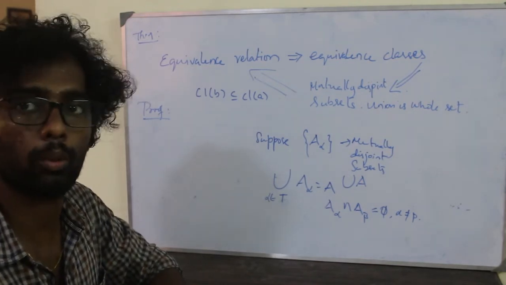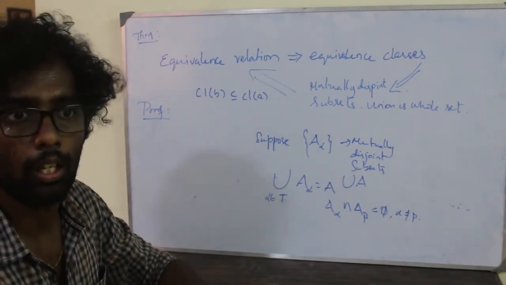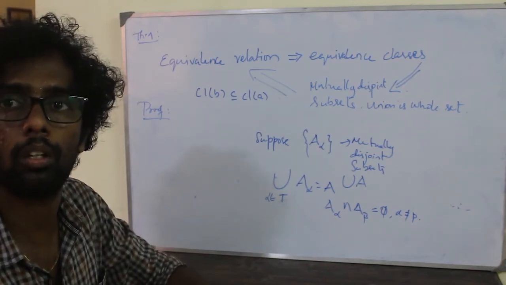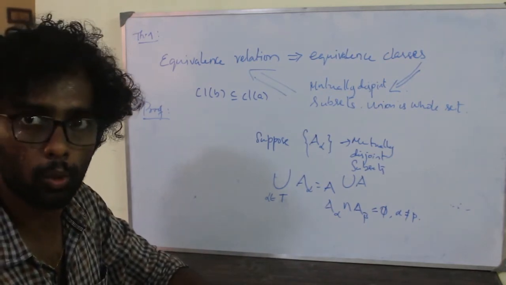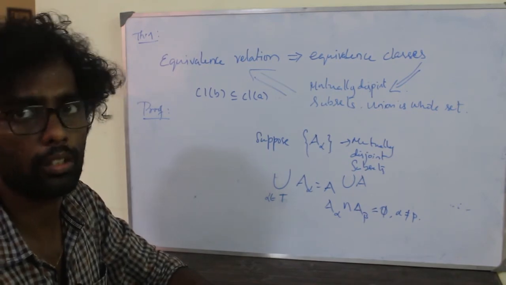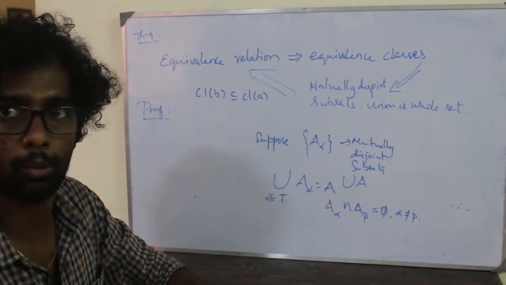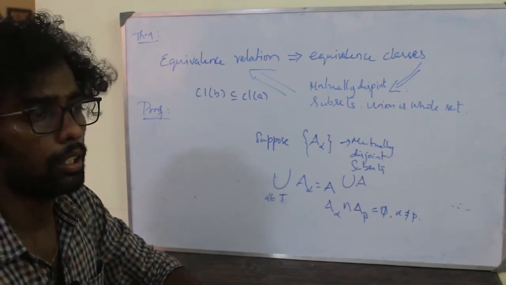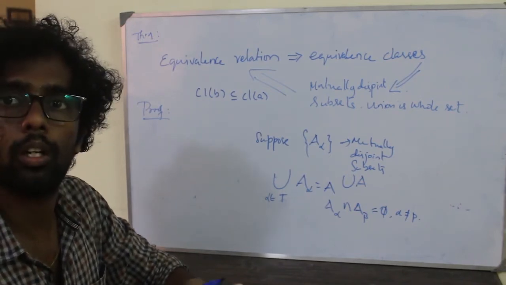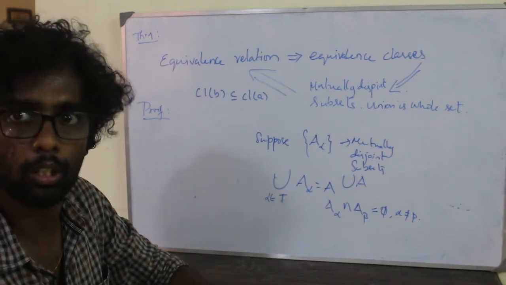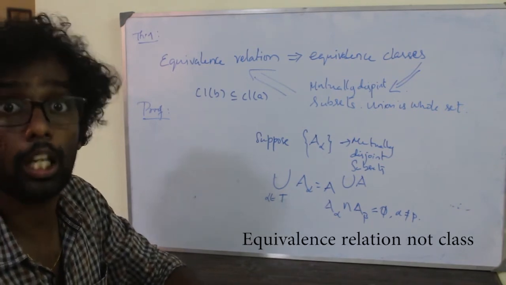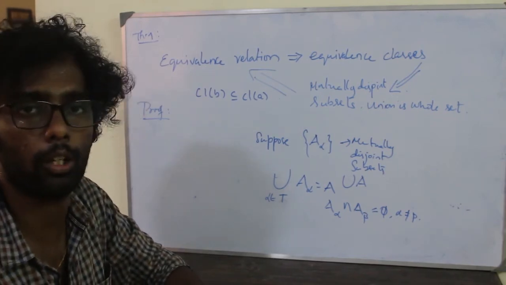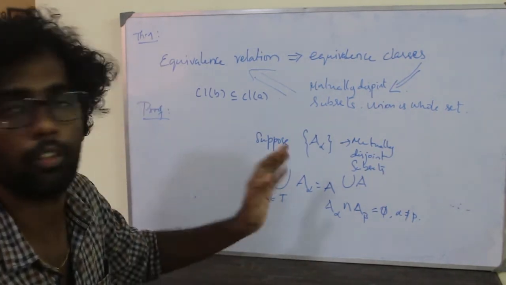So first we saw that if there is an equivalence relation, it induces equivalence classes, and those equivalence classes are mutually disjoint and their union is A. That is the first part we proved. Now the reverse part, the converse part: suppose there are mutually disjoint subsets whose union is A, will they form an equivalence relation? Yes, they will induce an equivalence relation. That is what we are going to prove.